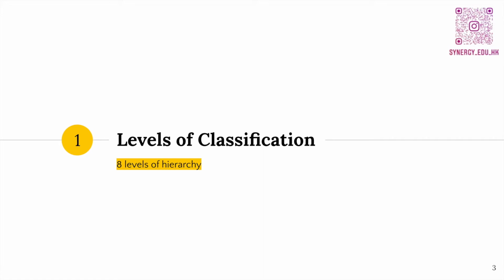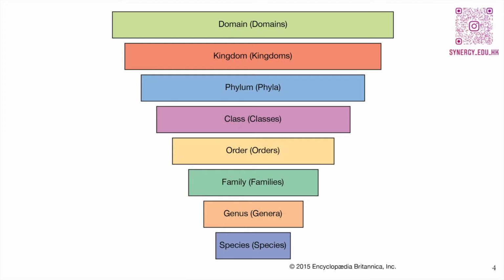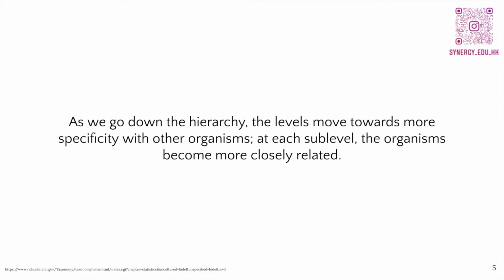So first, we'll be going over the levels of classification and the 8 levels of hierarchy. The 8 levels of hierarchy are domain, kingdom, phylum, class, order, family, genus, and species. As we go down the hierarchy, the levels move more towards specificity with other organisms. At each sublevel, the organisms become more closely related.